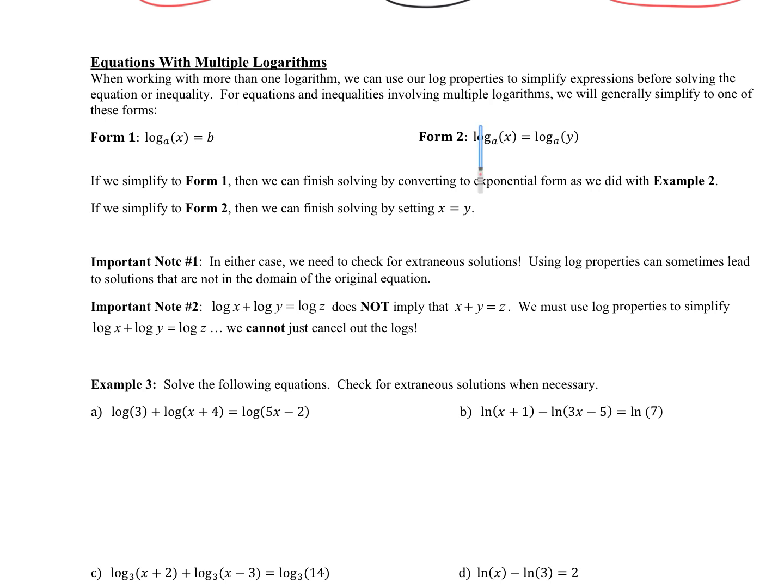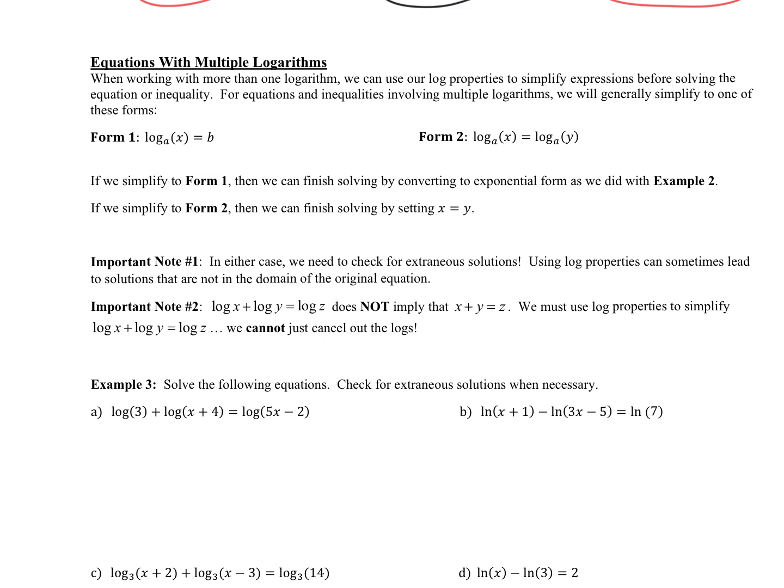All right, so this is what we call the one-to-one property. And so anyway, when we get those, we can kind of strip our logs a little bit. All right, let's keep going. If we simplify to form 1, then we can finish solving by converting to exponential form as we did with example 2. If we simplify to form 2, then we can finish solving by setting x equal to y.